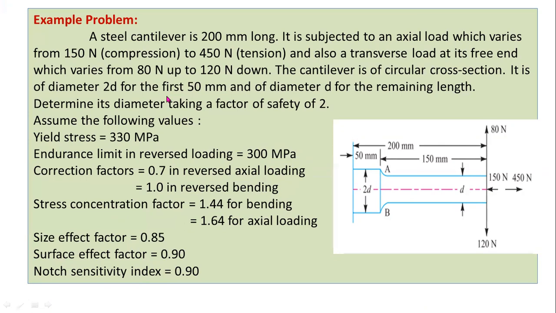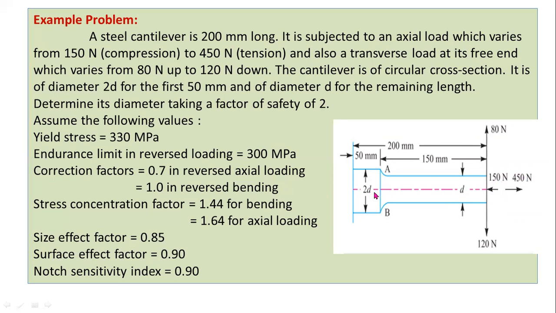First you have to identify the given values in this question. This problem shows the cantilever beam. Here this is a fixed support; this left side end is fixed, and this right side end is free. Here the load is acting at the free end, 80 newtons and 120 newtons. These two are the transverse loads, and 150 newtons and 450 newtons, these two are the axial loads.